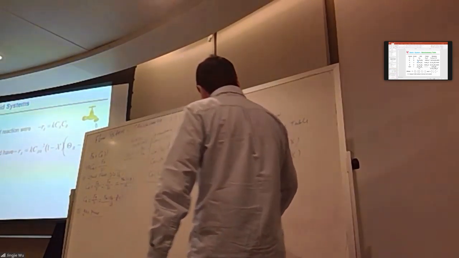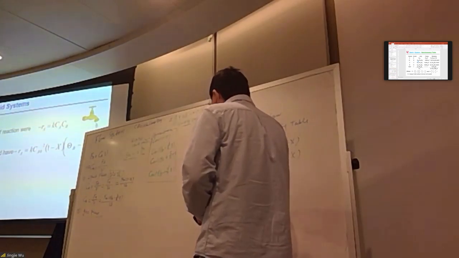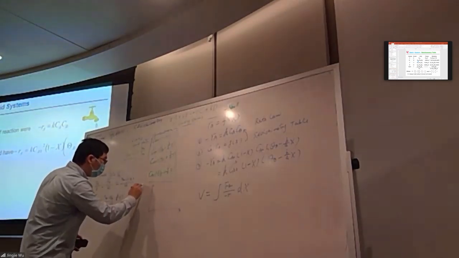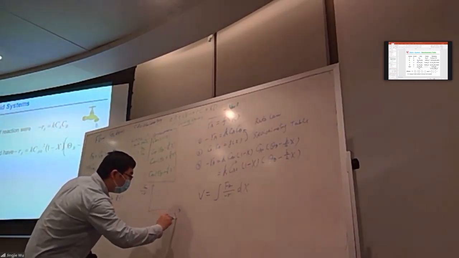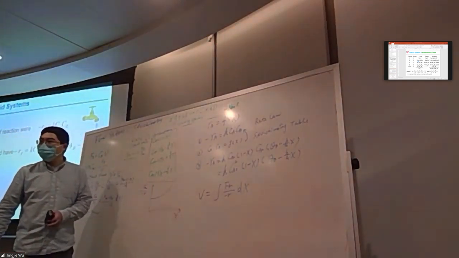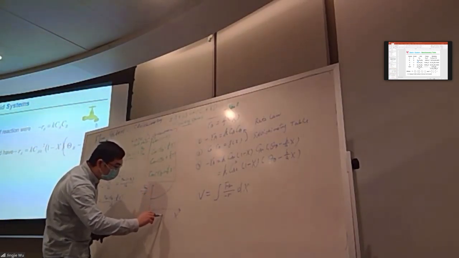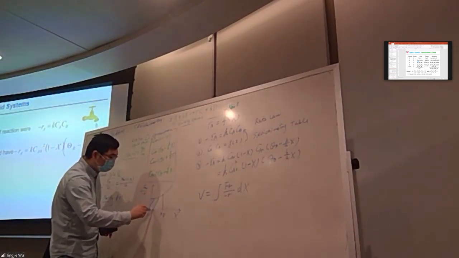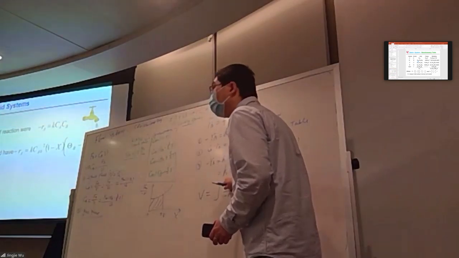Now you know FA0 is constant. If you integrate it, if you can plot FA0 over minus RA versus X, then you can calculate the volume. For example, from conversion 1 to 2.5, if I ask you to calculate the volume of the PFR, this area is the volume, because of the integration.